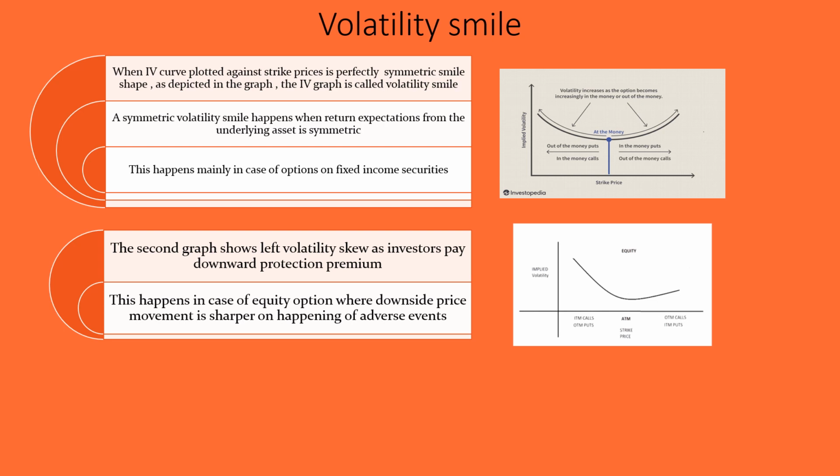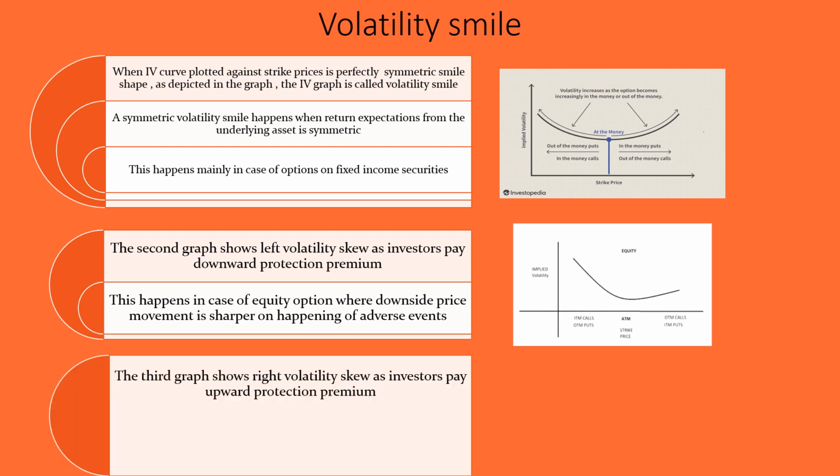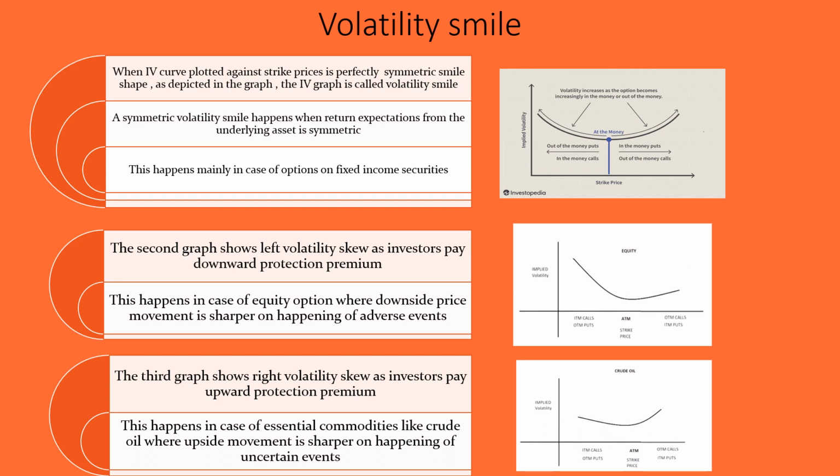The second graph shows left volatility skew as investors pay a downward protection premium. This happens in the case of equity options where downside price movement is sharper on the happening of adverse events. The third graph shows the right volatility skew as investors pay an upward protection premium. This happens in the case of essential commodities like crude oil, where upside movement is sharper on the happening of uncertain events.